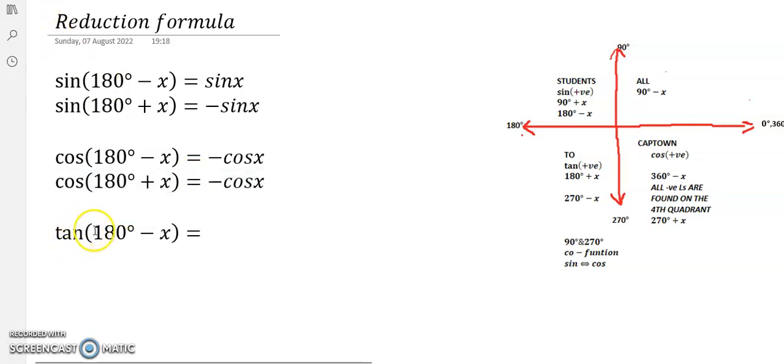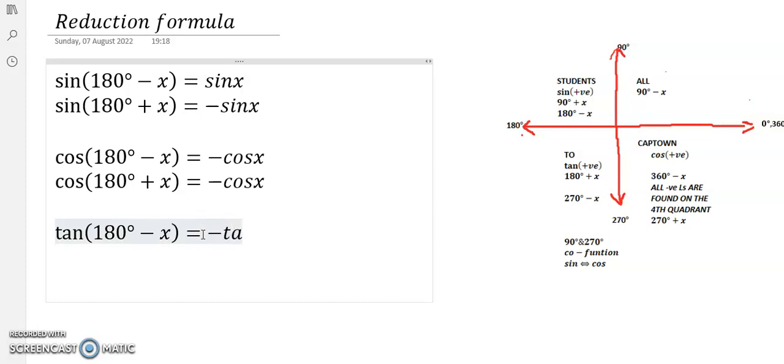We have tangent of 180 degrees minus x. 180 degrees minus x is on the second quadrant. On the second quadrant, tangent is negative. Then we're gonna have negative tan x.